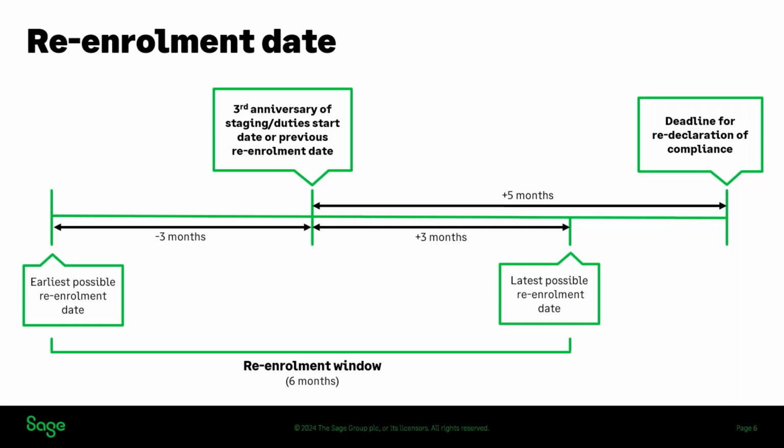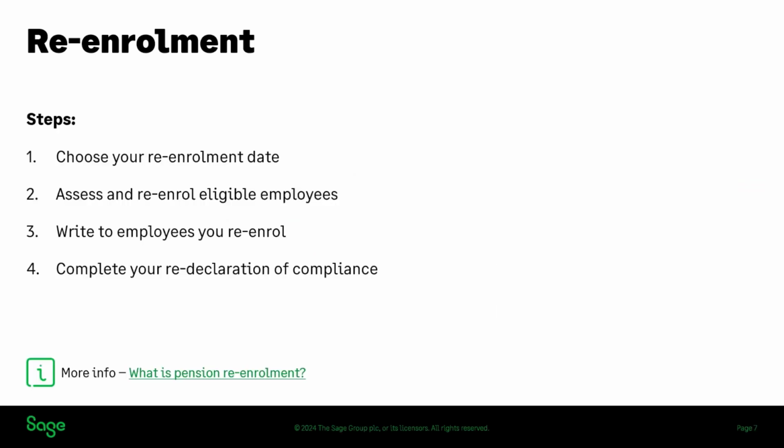So let's take a look at what's involved in re-enrolment itself. So we've broken this down into 4 steps. So number 1 is that you choose your re-enrolment date, so you have the flexibility of that 6-month window. When you reach that date, you need to assess and re-enroll employees who are eligible and who previously opted out or left the pension scheme. And to be eligible, they'd be aged between 22 and state pension age, and they'll be earning above the earnings trigger, which is the equivalent of £10,000 per year.